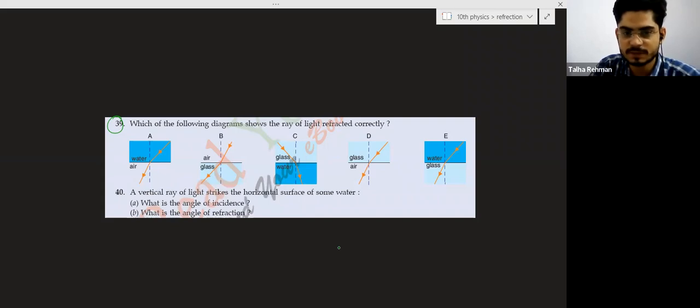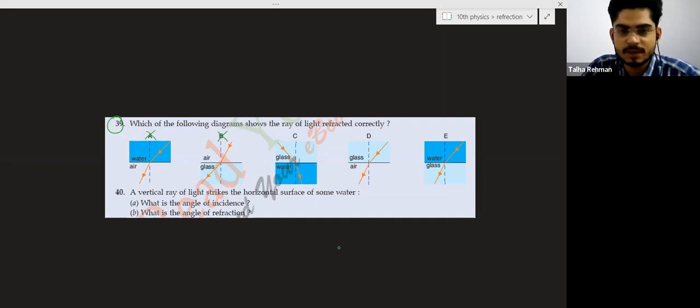Normal, but this is bending towards the normal. So this option is incorrect. For the second option, the light ray is coming from air to glass, and air is rarer, glass is denser. So this is going away from the normal. This is also incorrect. It should go towards the normal.